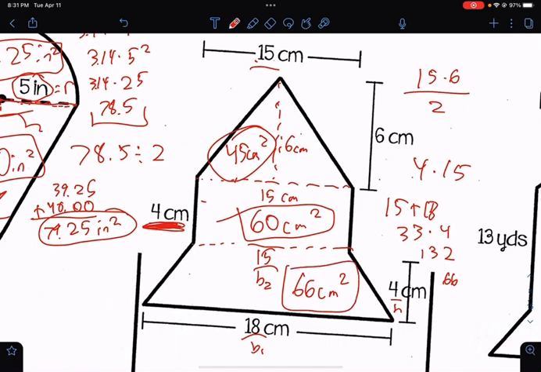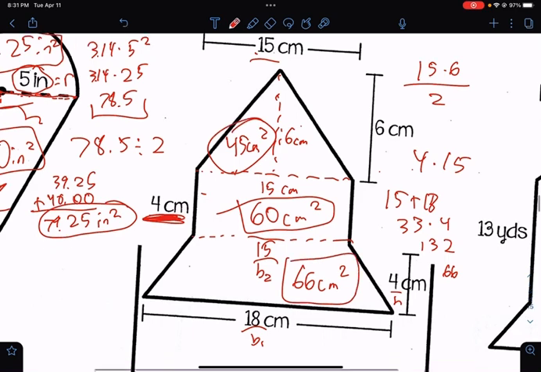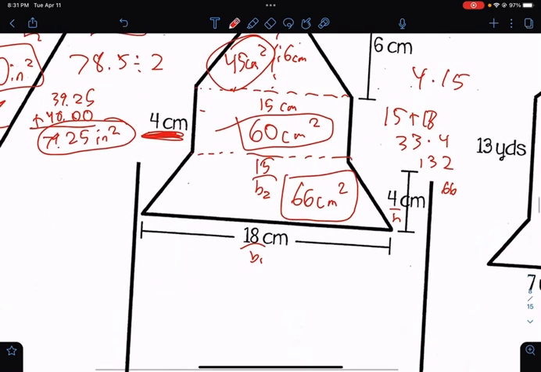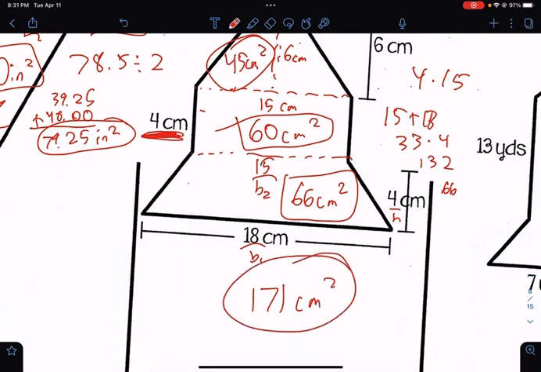So I have these 3 areas. Now I'm going to add them together. 45 plus 60 is 105. 105 plus 66 is 171 centimeters squared. So you got to make sure you add them all together at the end.